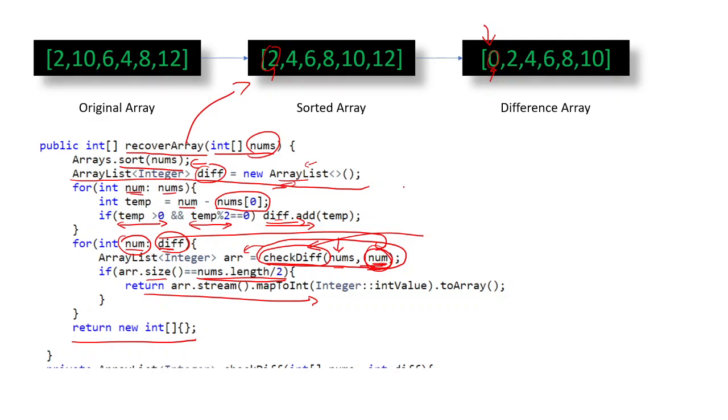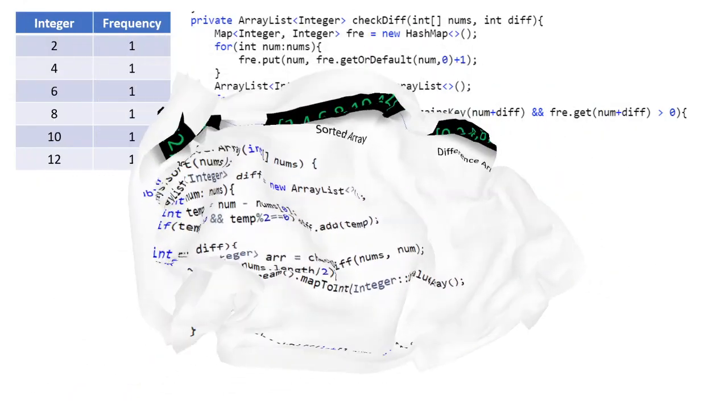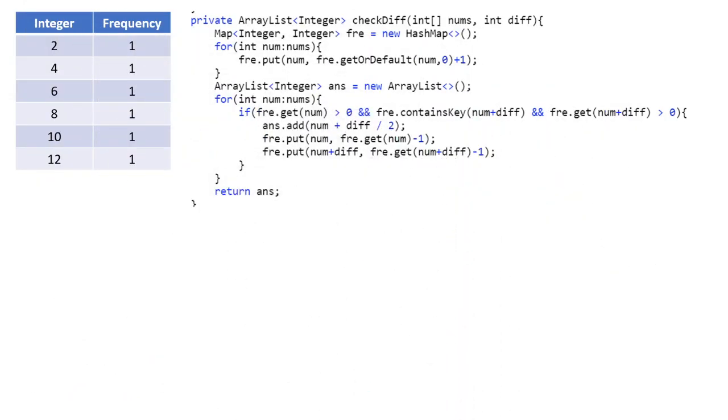Okay, so this was pretty easy. We are just sorting it and getting the difference, and now for each difference we are trying to create the array. Let's see how we do that. Basically, initially I have created a frequency map. There I'm just storing the frequency of each of the values.